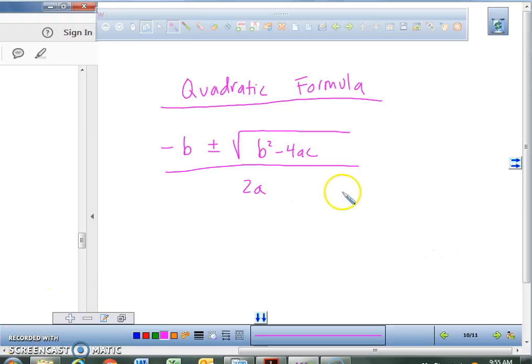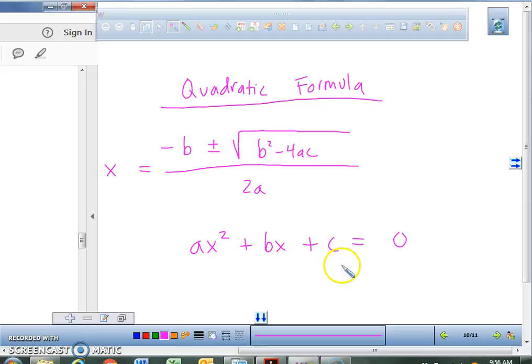All right. This formula, set it equal to x. This is solving for x in the quadratic equation ax squared plus bx plus c is equal to 0, where a is the coefficient in front of the x squared, b is the coefficient in front of the x, and c is just that constant at the end.